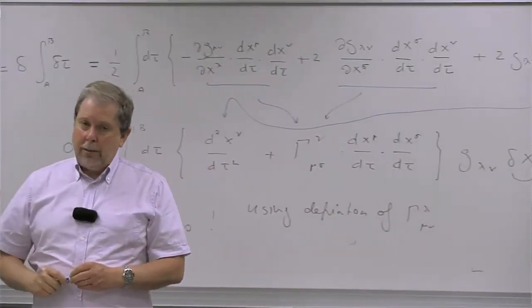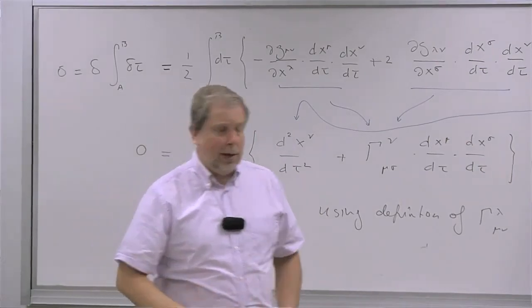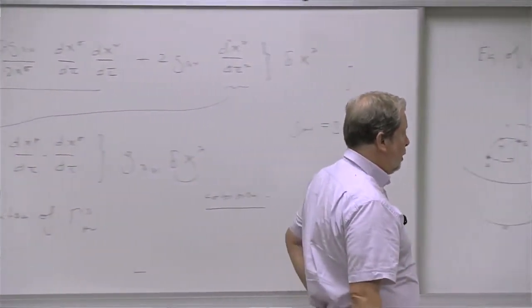There are 2 that are extremal, because of course there's the shortest one, and there's another one which is the longest one, which goes around. They both satisfy that the variation is equal to 0.